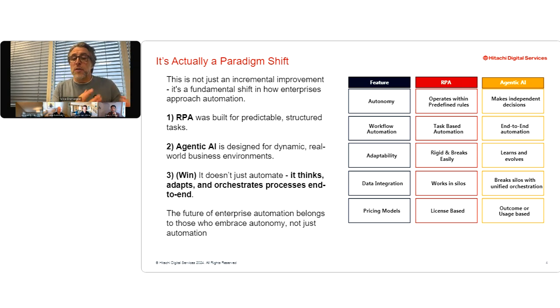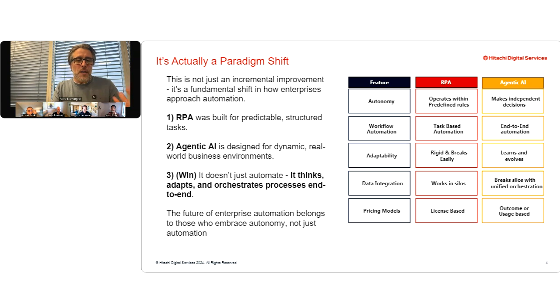RPA usually works in silos. The other one tries to break all of that by using different parts of the bots or the agents to gather all of that information. One learns from what it needs to do. The other one needs to use a given set of rules, which is aimed more at task automation. The other one is more end-to-end automation.